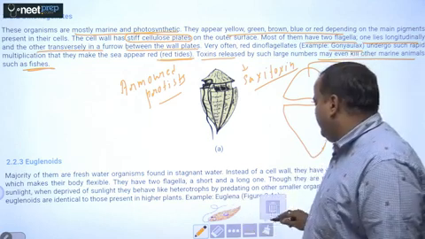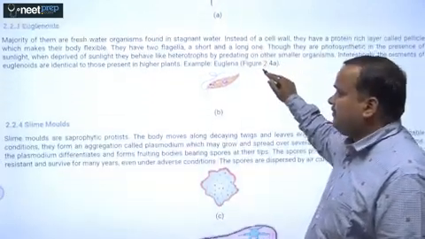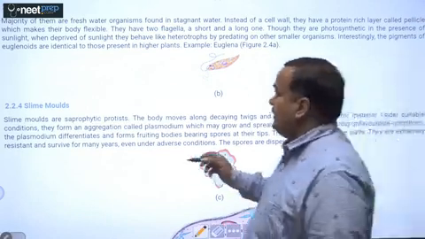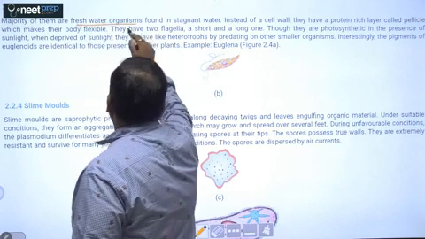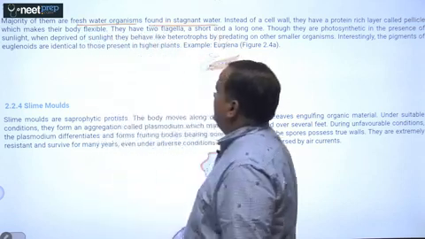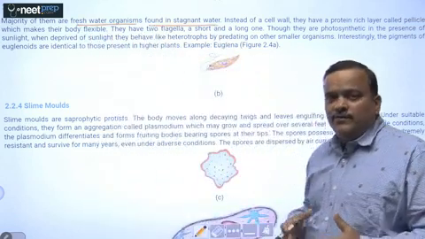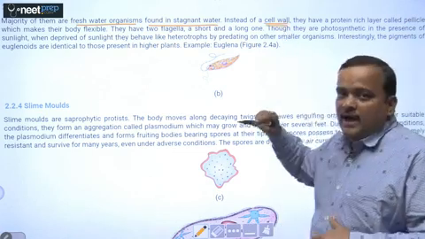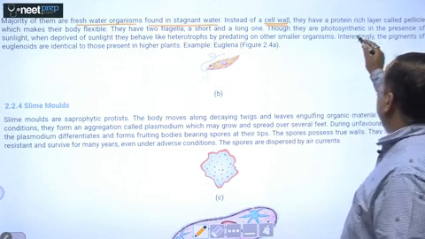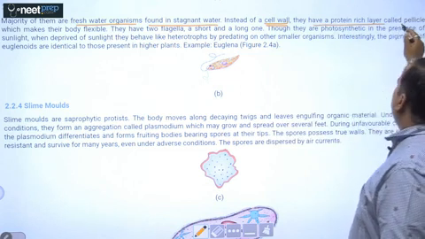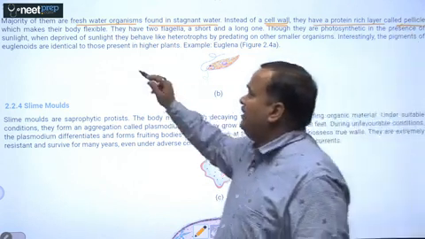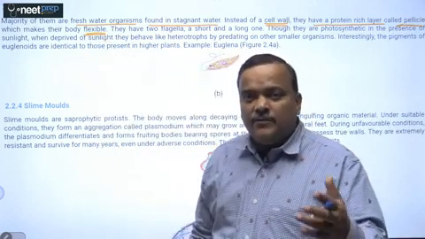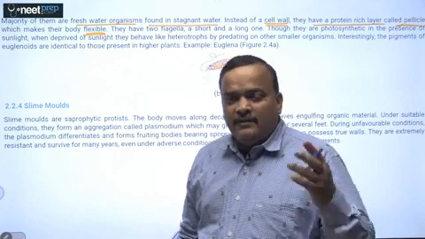Okay. Now the next group is euglenoids. Now most of the euglenoids are freshwater organisms. Okay. So they are freshwater organisms found in stagnant water. So you will observe euglenoids in stagnant water. Now here the cell wall is absent, and in place of the cell wall, the body is covered with a protein-rich layer called pellicle, which makes their body flexible. So the cell wall is not there, and the body is covered with a proteinaceous layer, that is pellicle.